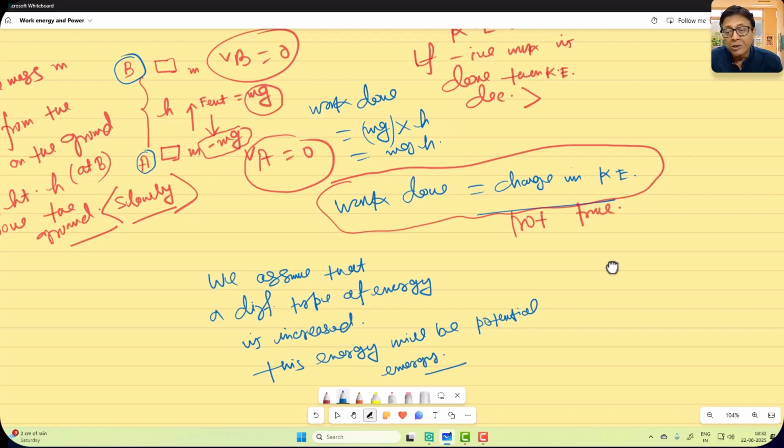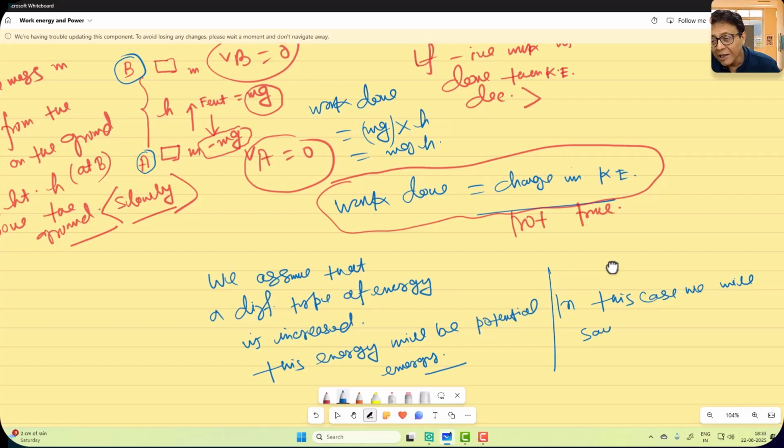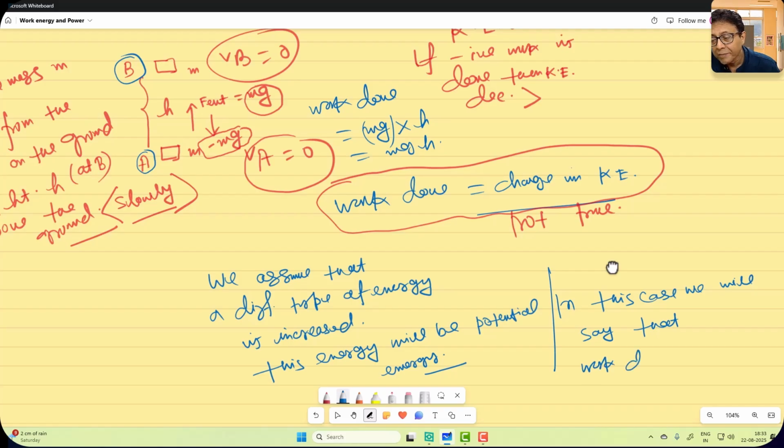Okay? So in this case, what will happen? In this case, we will say that work done is equal to the change in potential energy. Okay?